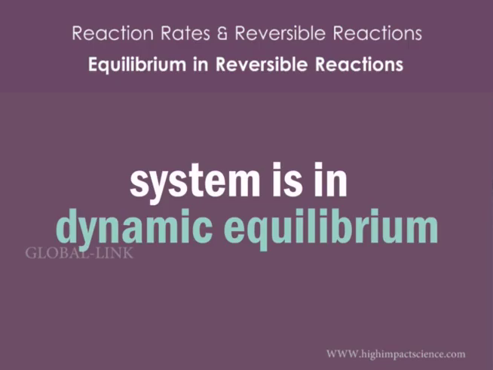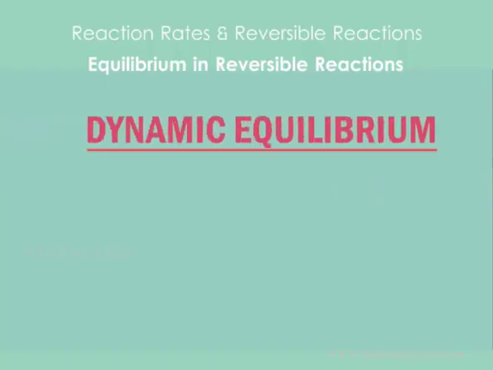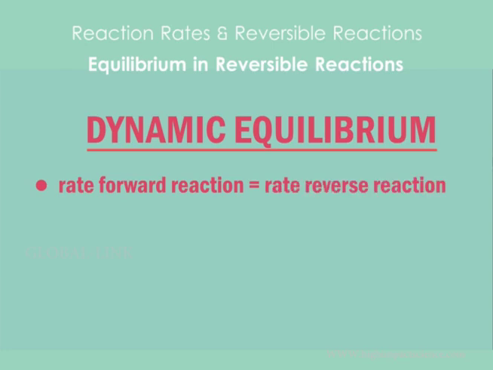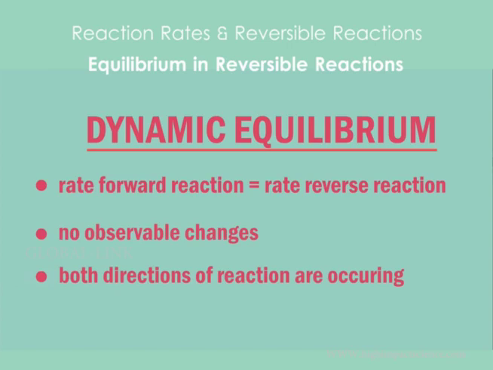So a system is said to be in dynamic equilibrium when the rate of the forward reaction is equal to the rate of the reverse reaction. There are no observable changes, even though both directions of the reaction are occurring.